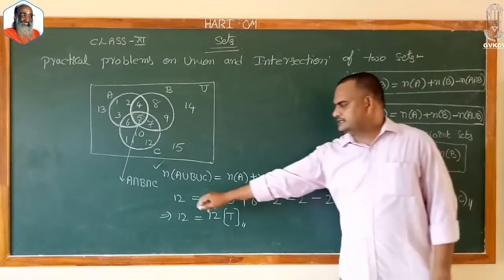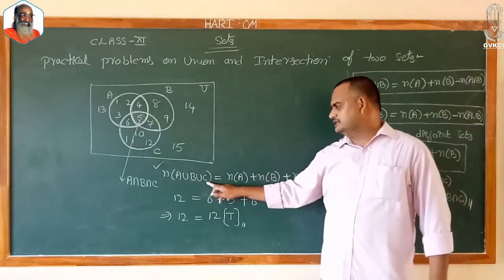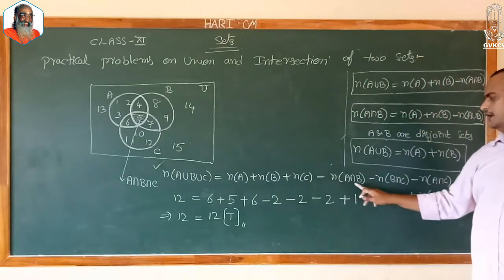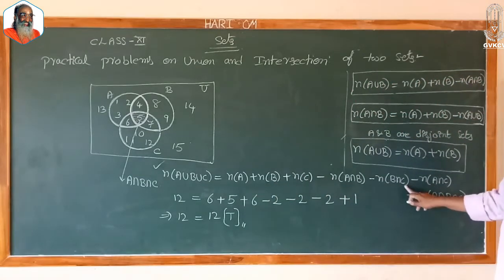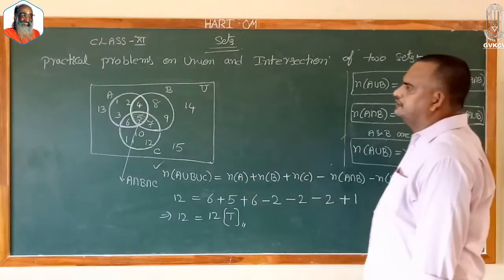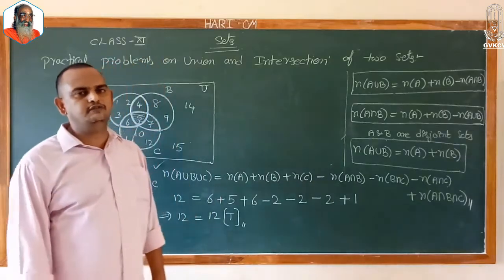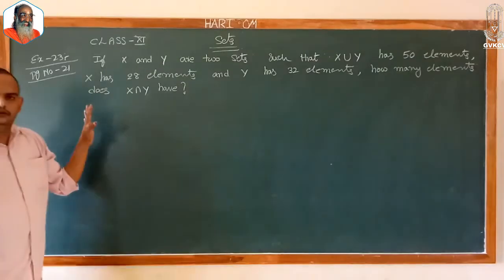When we have 3 sets, N of A union B union C is equal to N of A plus N of B plus N of C minus N of A intersection B minus N of B intersection C minus N of A intersection C plus N of A intersection B intersection C. This is the concept related to practical problems on union and intersection of 2 sets.